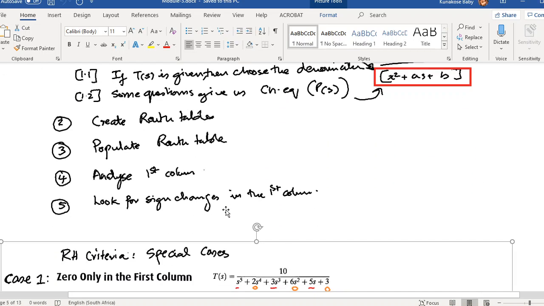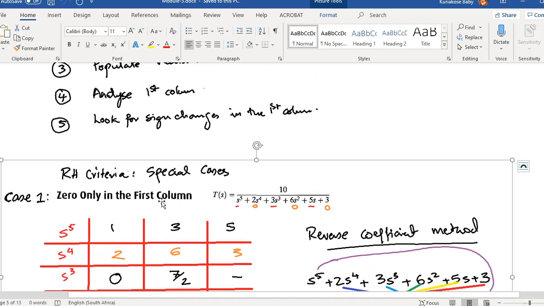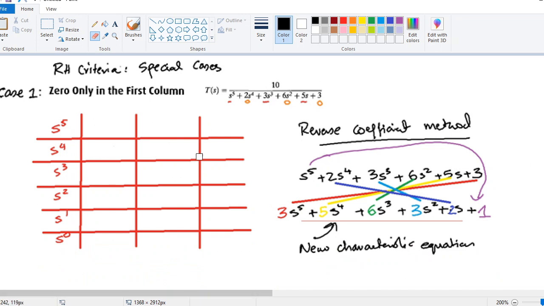Now that being done, we go on to the special case of a Routh Hurwitz criterion. The first special case is if you have a zero in the first column. So when you have a zero in the first column, you need a special method of doing your work. The question that we have given here is s raised to 5 plus 2s raised to 4 plus 3s cubed plus 6s squared plus 5s plus 3. So let us start by populating the Routh table in this instance, and then we can see if we can identify the special case.